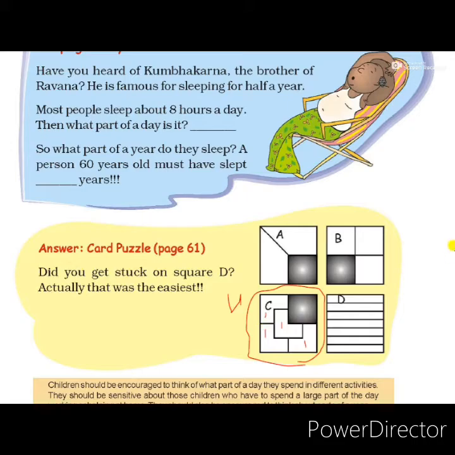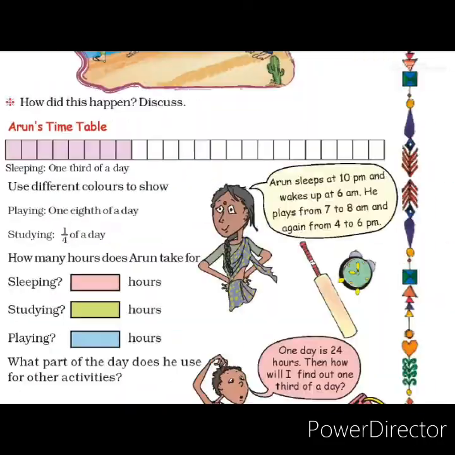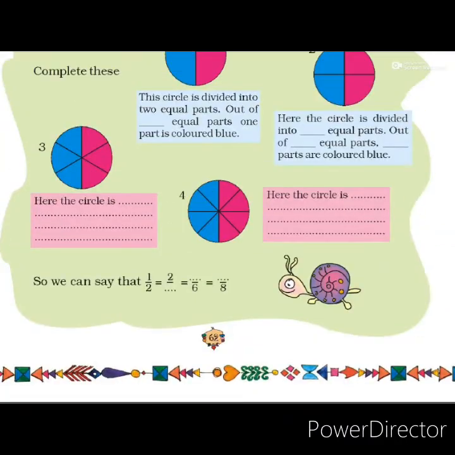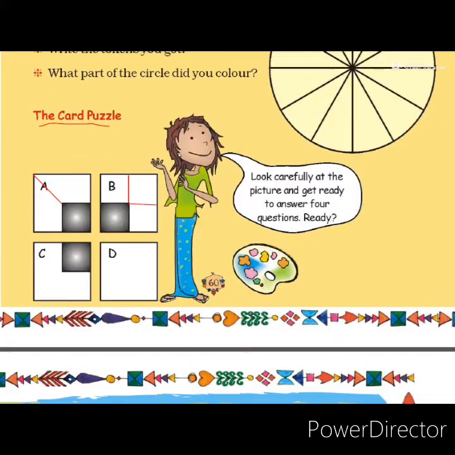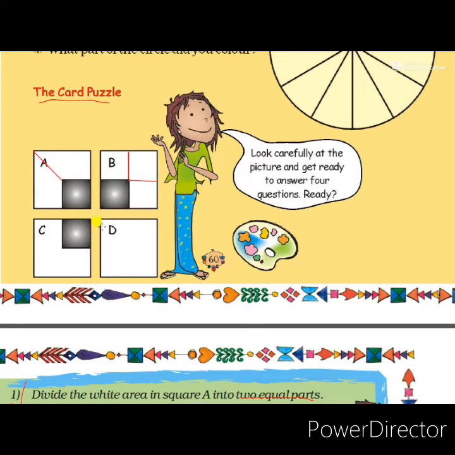Now see what question 4 is relating to these squares. Question 4 is, divide the white area in square D into 7 equal parts. Here there are no black squares, so we have to divide only the white part into 7 equal parts. It is very easy. Draw horizontal lines to make this white part into 7 rectangles. So it is very easy to divide that white part into 7 equal parts.